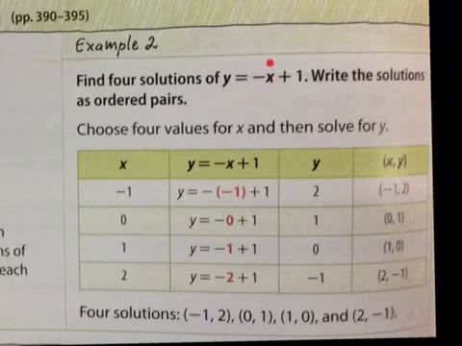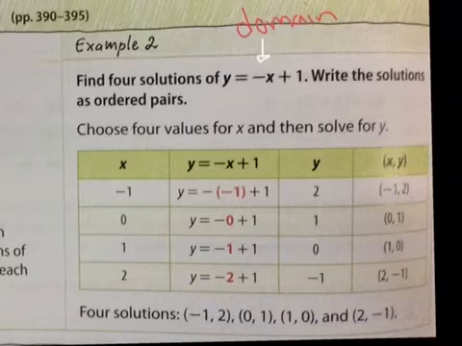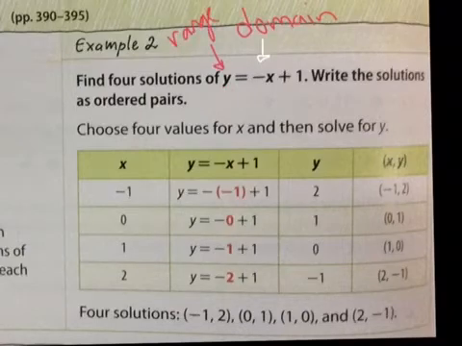Now remember, x is our domain, and our domain is chosen, right? So we can choose what we're going to make our domain. This is our independent variable. Our domain is our independent variable. Don't forget that, because we choose it. But whatever we make x will change the value of y. So y is dependent. Our range is dependent on whatever we make our x. So choose 4 values for x and then solve for y.